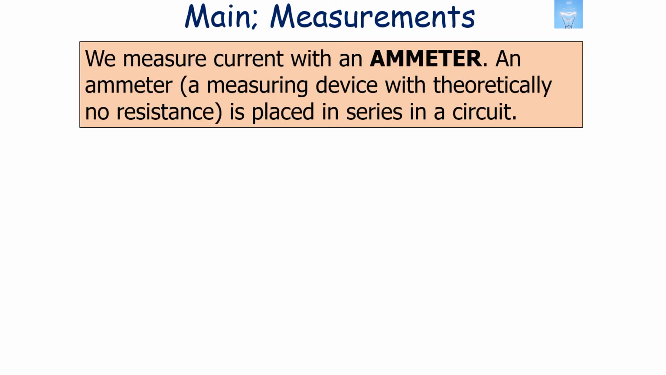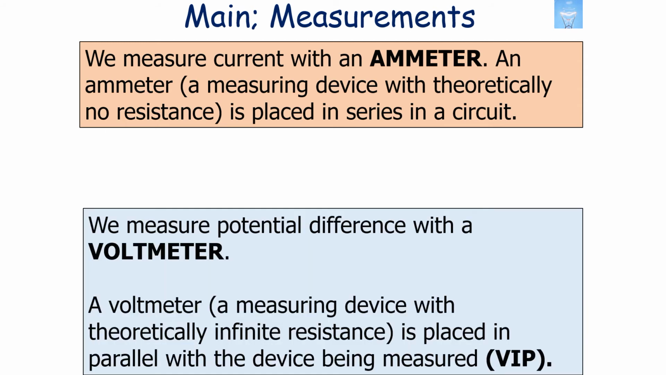Now, we measure current with an ammeter. An ammeter is a measuring device with theoretically no resistance and is placed in series in a circuit, and we measure potential difference with a voltmeter. Now a voltmeter is a measuring device with theoretically infinite resistance and is placed in parallel with the device being measured, so VIP, voltmeter in parallel.